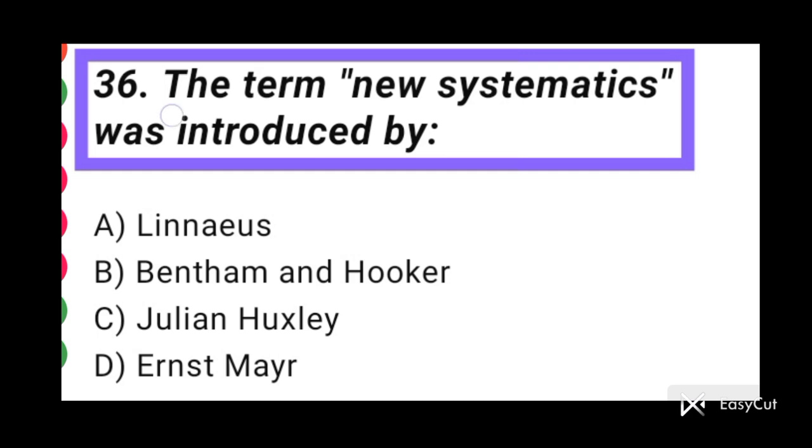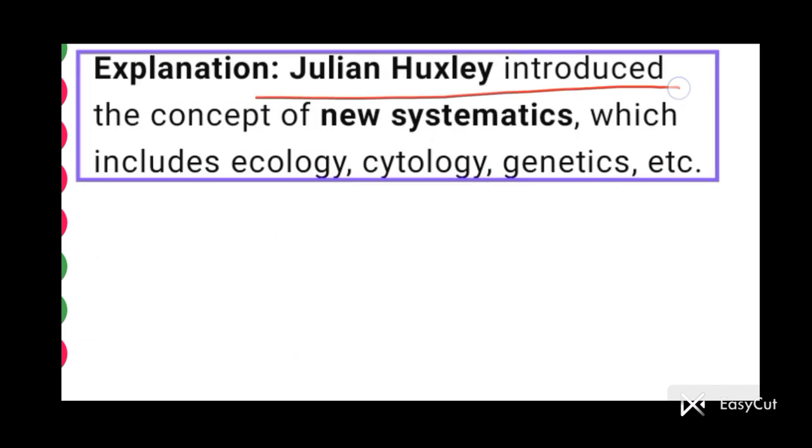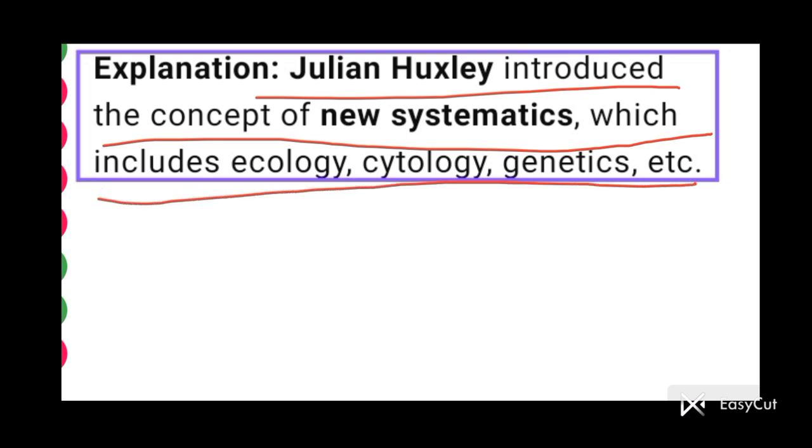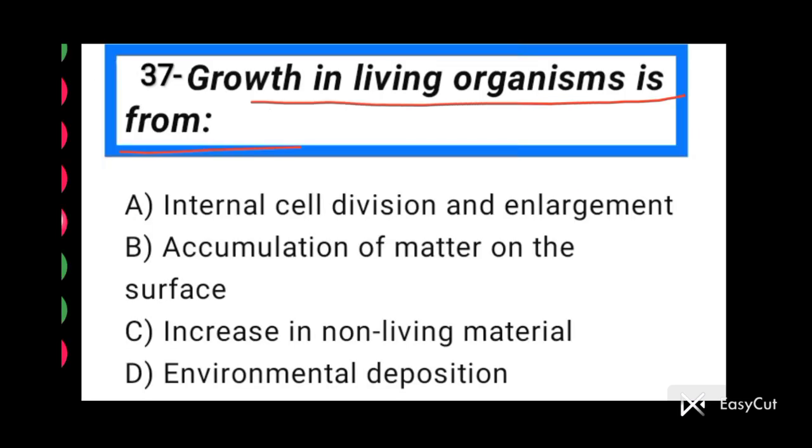Question number 36. The term new systematics was introduced by Julian Huxley. Option C is correct for question number 36. Julian Huxley introduced the concept of new systematics, which includes ecology, cytology, genetics, etc.